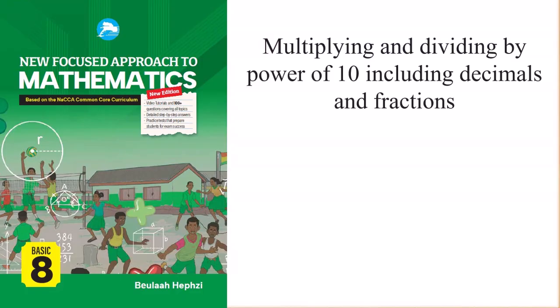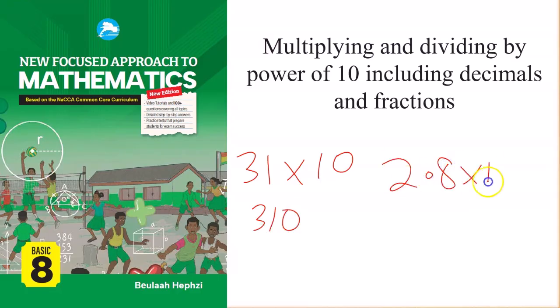In primary school, and let's say junior high school 1, you learned how to multiply a number by 10. For example, if I say 31 times 10, you just have to attach 0 to the number 31 and that becomes the answer. If you have, let's say, 2.8 times 10, all you need to do is to move the decimal point one step to the right and that becomes 28. That is the answer.